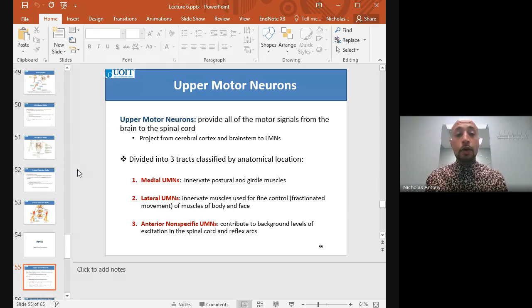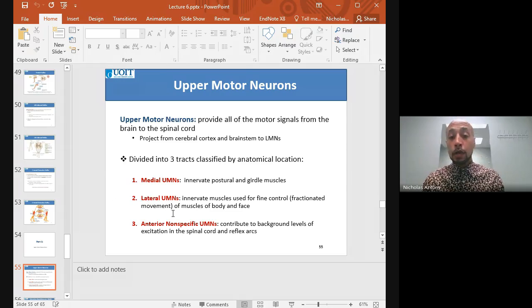Okay, so with our upper motor neuron tracts, they're going to be divided up into 3 different classifications based on anatomical location. We have our medial upper motor neuron tracts. Those are the tracts located more medially in the white matter of our spinal cord, and that's for specifically innervating our postural and girdle muscles, so our core muscles.